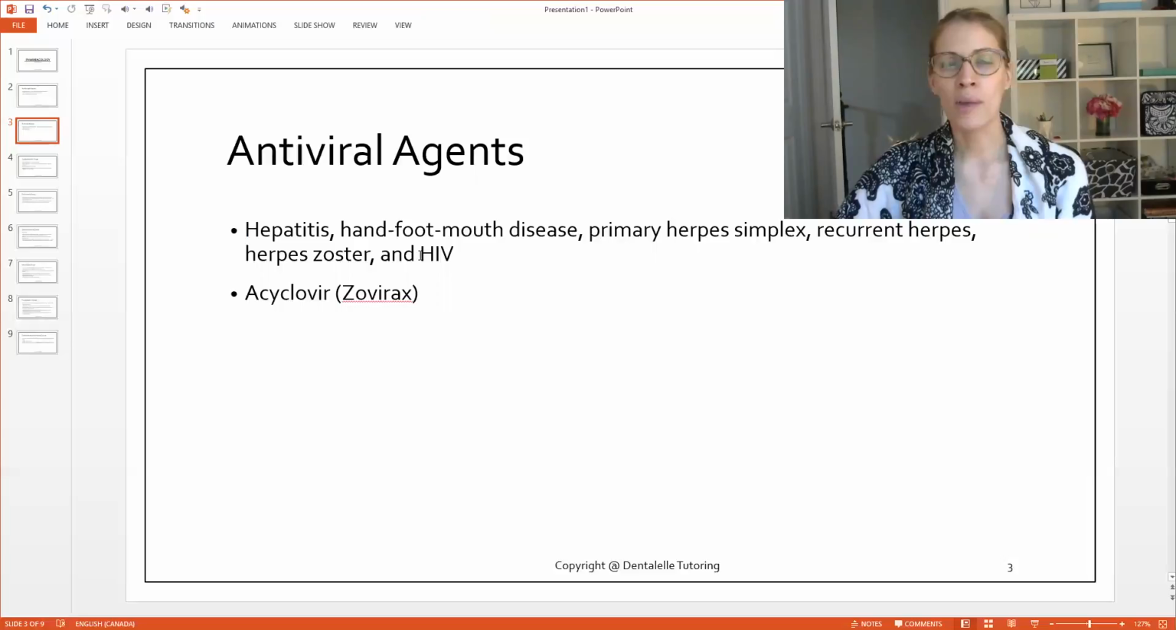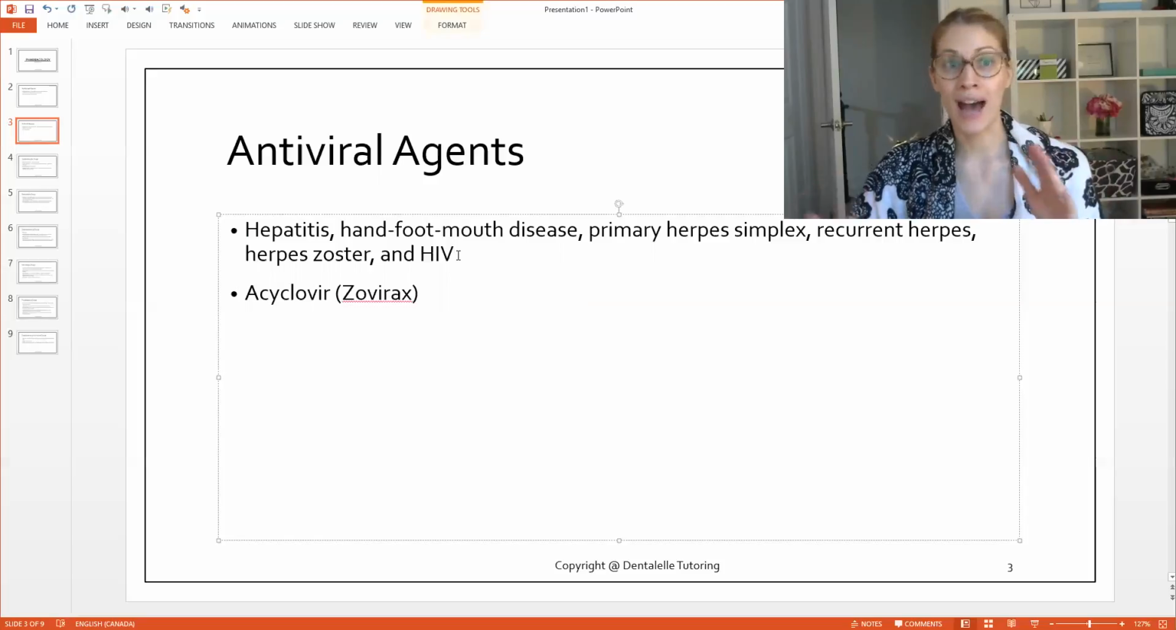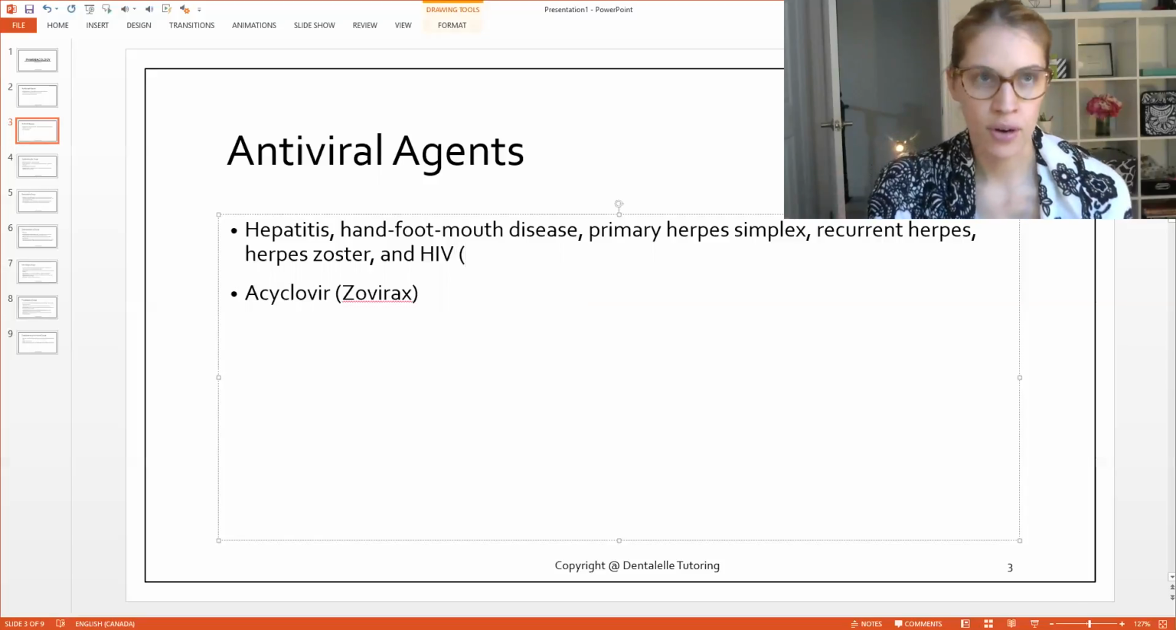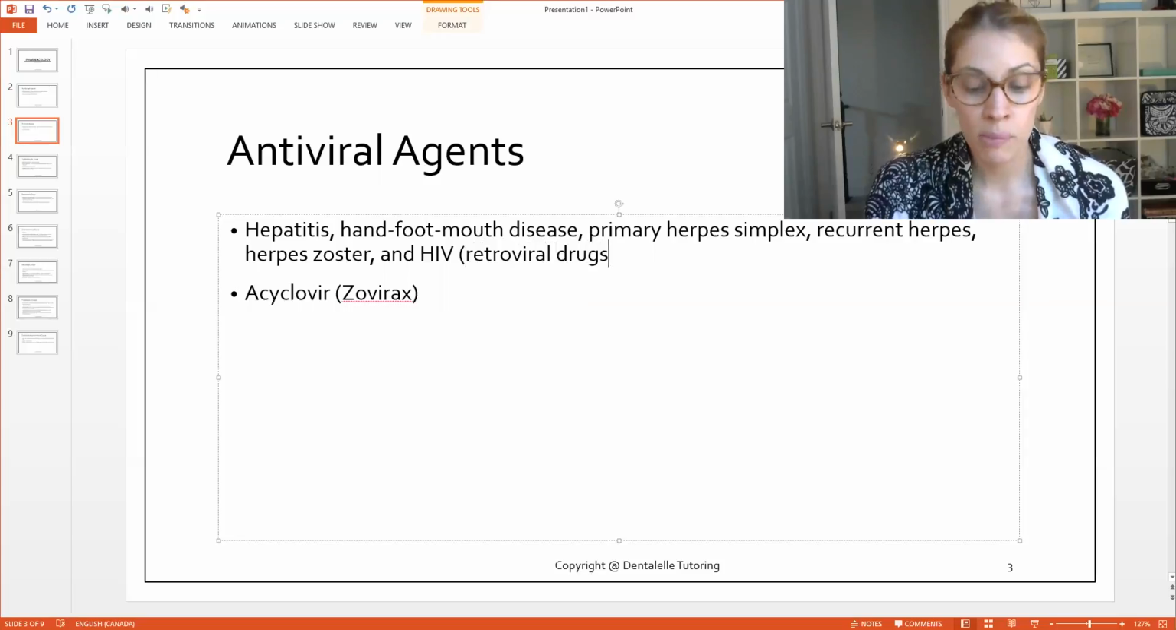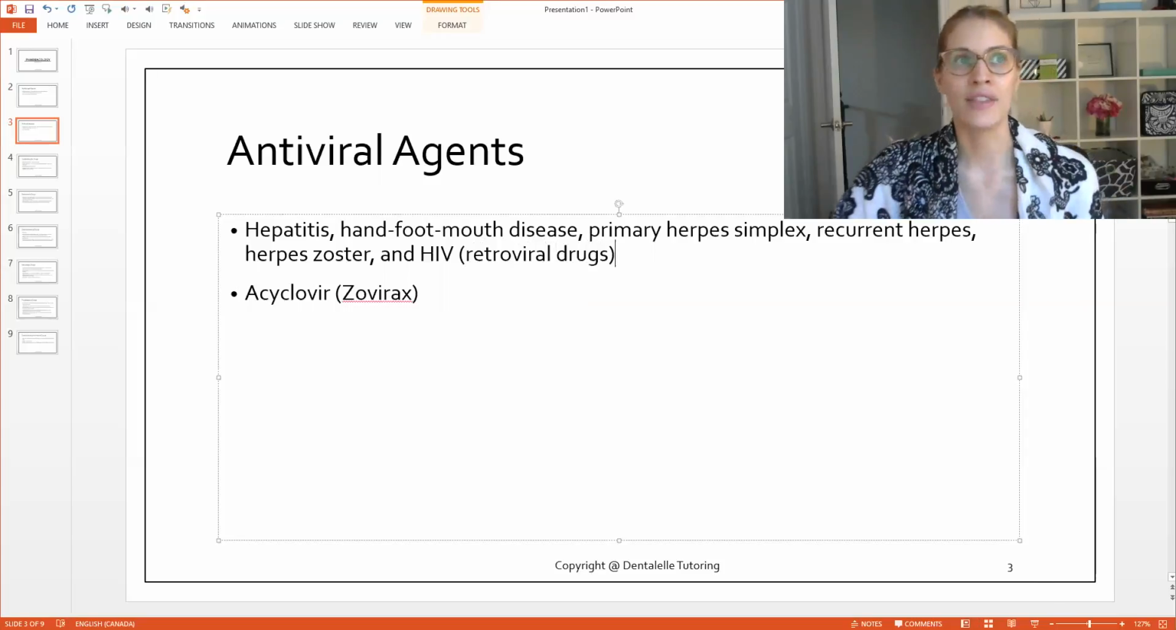Now, there are many different types of drugs you may be taking if you have HIV, and we're not talking about that today specifically because that's a whole other lecture in itself. So if you have HIV, think of retroviral drugs. I'm just going to make a note of this. You will be on a series of these.